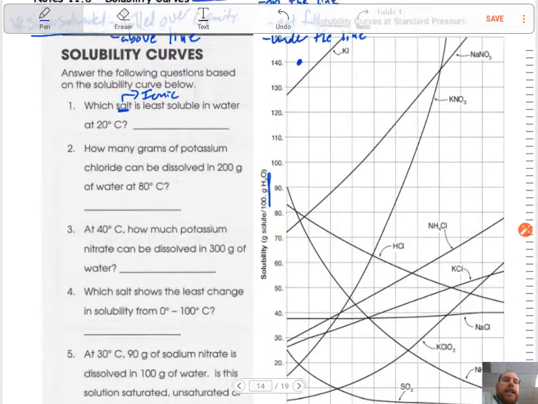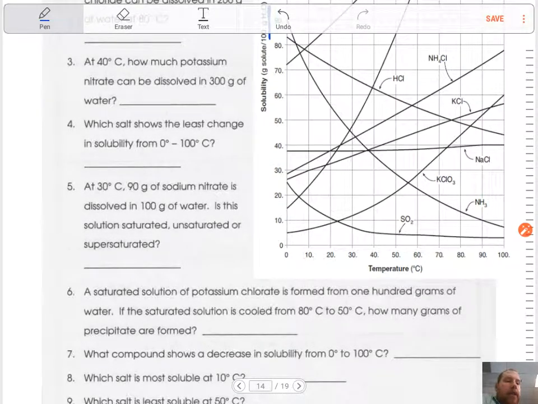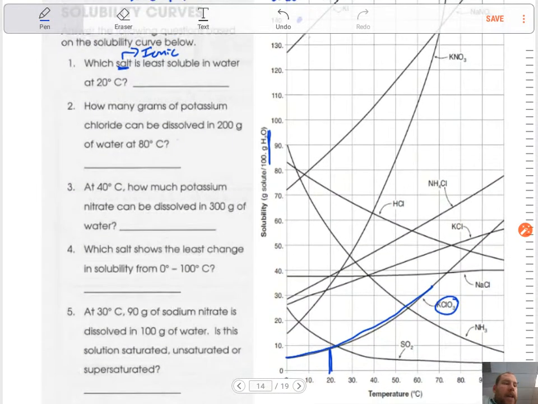So, which salt is least soluble? Basically, guys, go here, 20 degrees Celsius. What's the first one you see? The hardest part's going to be following the line. So I encourage you guys to use your pencil and actually follow the lines. Don't just try to eyeball it. Your eyes will play tricks on you when you have all these grid lines and other lines on it. So when we find that out, that's this salt right here, KClO3.